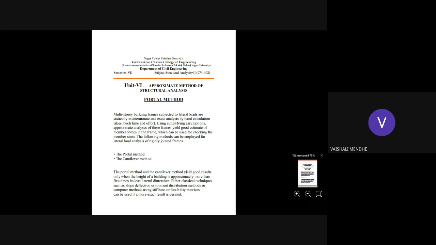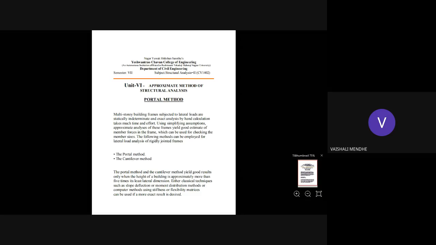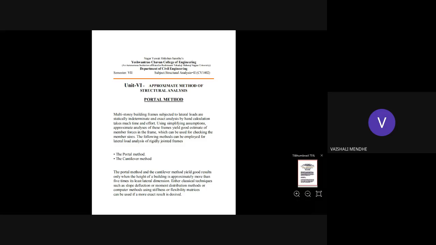So now I will start the second approximate method of structural analysis, that is the portal method. First of all, we will see the introduction of this method. Already I told you that this portal method is used for the analysis of lateral loads or horizontal loads. That load includes wind load or earthquake load. For that, you have to analyze the portal frame or multi-story frame using this method called the portal method.